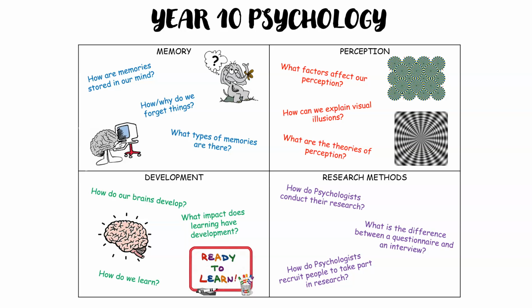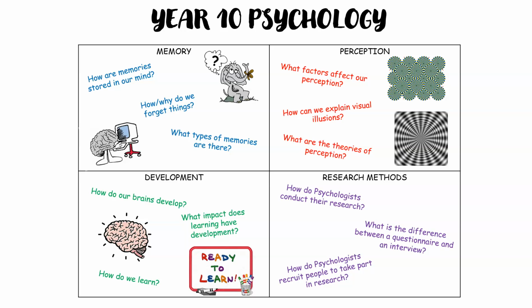Moving down to the green box there, you can see development. So how do our brains develop? What impact does learning have on them? And how do we actually learn? So we look at, for example, you now know a lot more than you did when you were, for example, 1 year old, 7 years old, etc. So how do we learn? And how do our brains develop in this time?